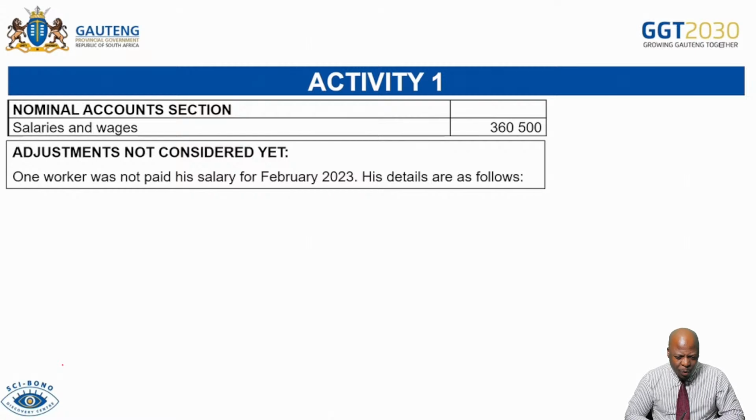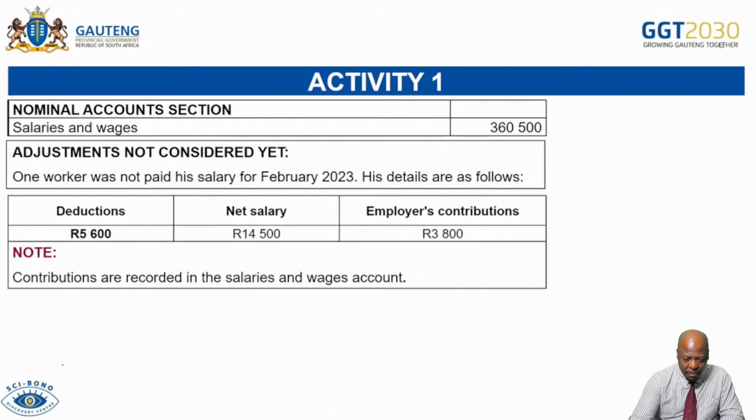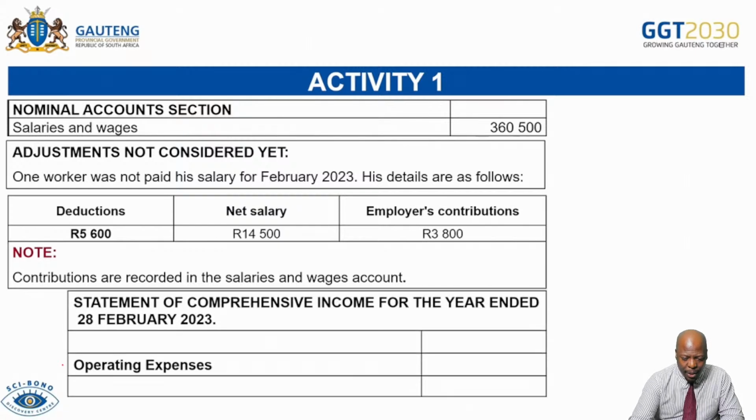So the next one says, one worker was not paid his salary for February. His details are as follows. I've seen several adjustments that pertain to salaries. I've seen one whereby the employee was paid double. Make sure that before you sit for your test, you do go and practice on these particular adjustments that will enable you to write your test properly. So here are the details, and let's see what they want us to do. We are to record in the statement of comprehensive income.